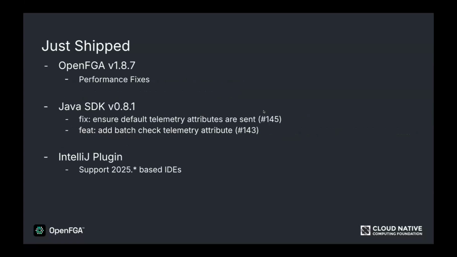So we shipped a few things in the last weeks. Still a lot of work going on, things that we haven't shipped yet, in particular around performance. But we keep shipping performance improvements, and the last version we shipped yesterday has mostly that. We also shipped a new version of the Java SDK with fixes, and another version of the IntelliJ plugin that has support for the new version of their IDEs. So if you're using IntelliJ, and in particular the new versions, now you can use the OpenFGA integrations.